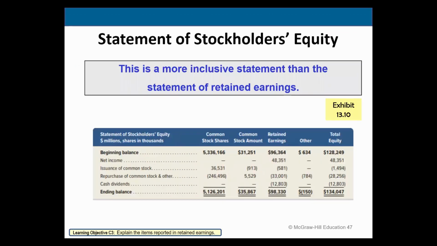A statement of stockholders' equity lists the beginning and ending balances of key equity accounts and describes the changes that occur during the period. The usual format is to provide a column for each component of equity and use the rows to describe events occurring in a period. This slide shows a condensed statement for Apple.